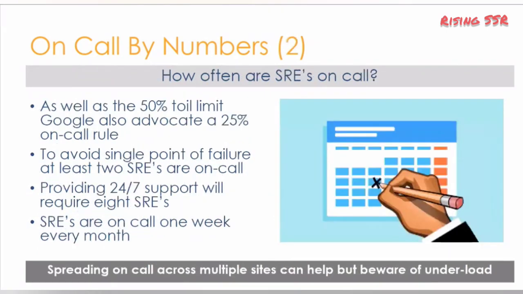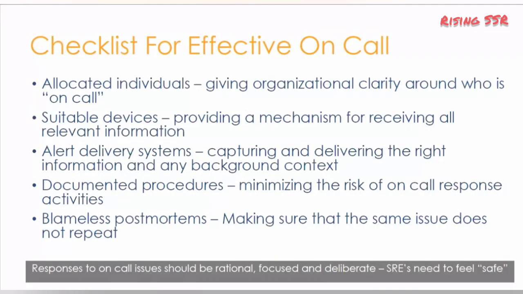On call again, this is for an effective on call. There are not many changes. Yes, obviously we need to have allocated individuals, and we need to provide them with suitable devices. There needs to be a very good alerting mechanism on their devices. There need to be documented procedures on what needs to be followed for what flavors of incidents are being raised, and obviously there needs to be the blameless post-mortem that we talked about.